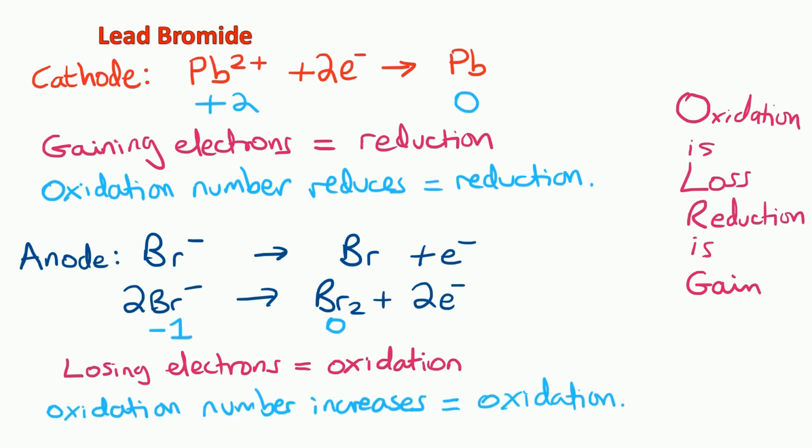Now there are a few rules you can remember. At the cathode, it's always going to be gaining electrons, so it's going to be reduction. At the anode, it's always going to be losing electrons, so that's oxidation.